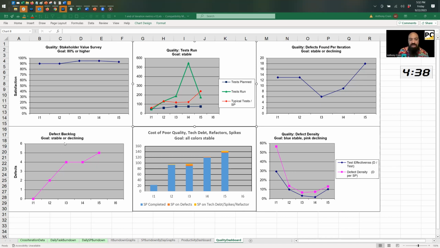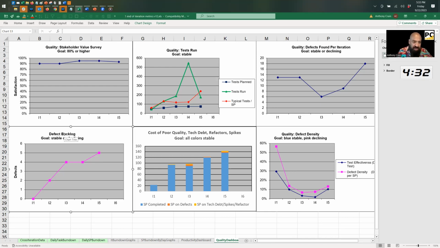Over here, here's your defect backlog. This is the total open, how many open defects you have. So let me make that a little bit more clear. This is total open defects. And the goal here is that it's stable or declining. And you can see here, it's in fact rising. 5 is not a lot. They have 5 total defects on the entire product, or in the new part of the product. But again, you want to see that stable or declining.